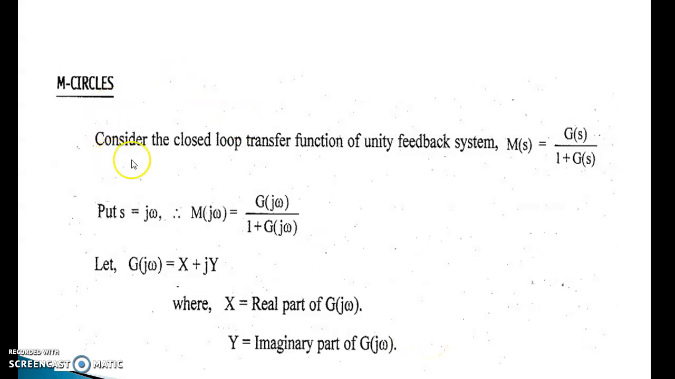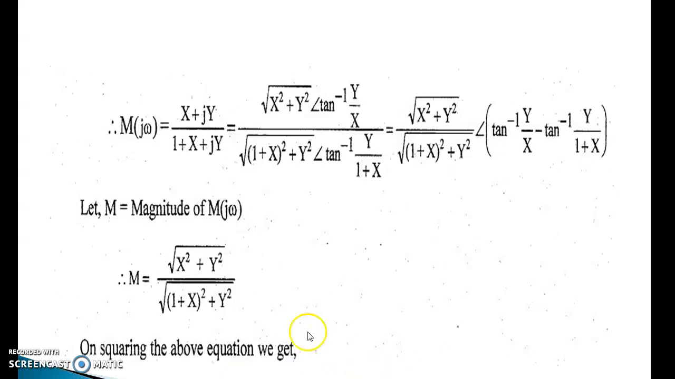M circle. Consider the closed loop transfer function of a unity feedback system. M(s) is equal to G(s) by 1 plus G(s). Put s is equal to jω. M(jω) is equal to G(jω) by 1 plus G(jω). Let G(jω) is equal to x plus jy, where x is equal to the real part of G(jω) and y is equal to the imaginary part of G(jω).